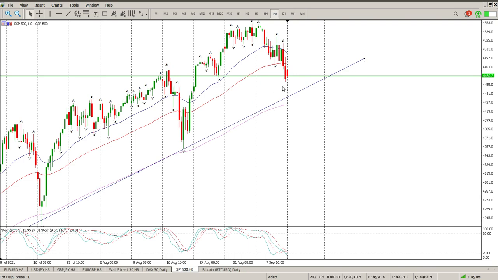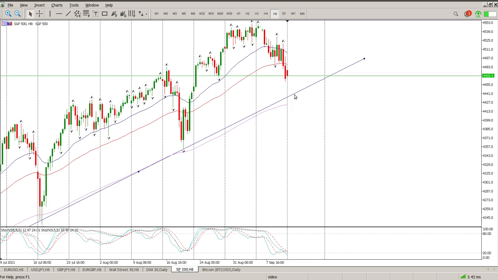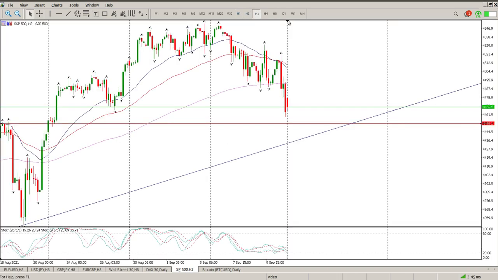So from a distance perspective, we are roughly 300 points away from that trend line. Now, looking to the left, that is my next area of support, which is 44.53. So let's just call it 44.50.